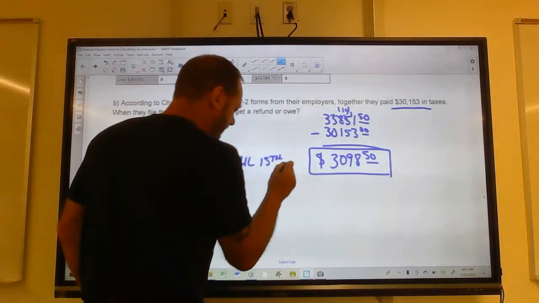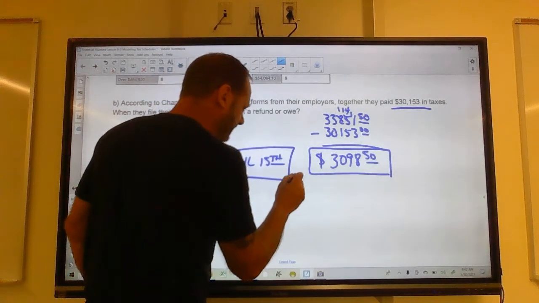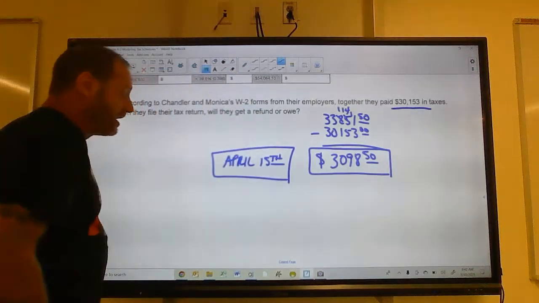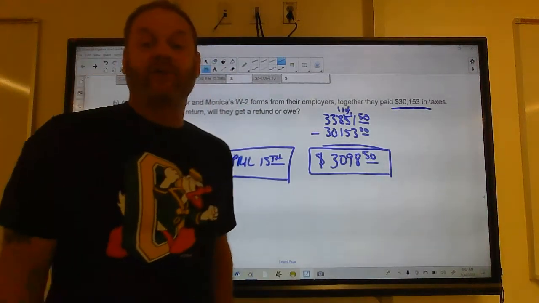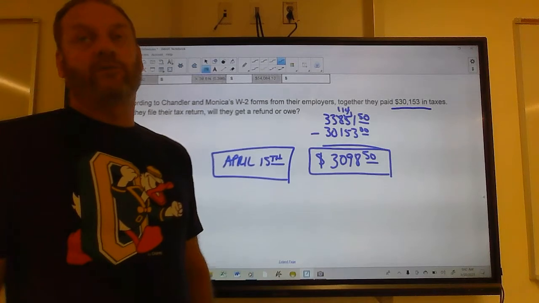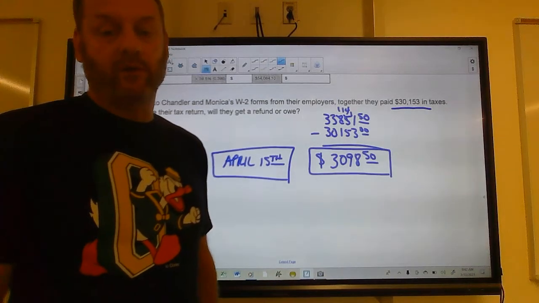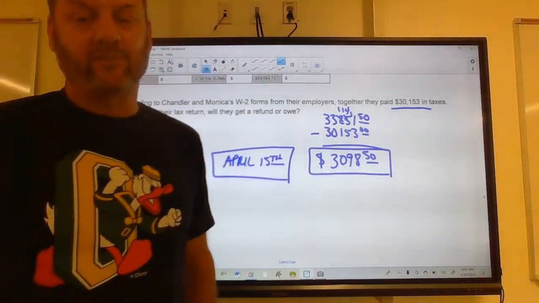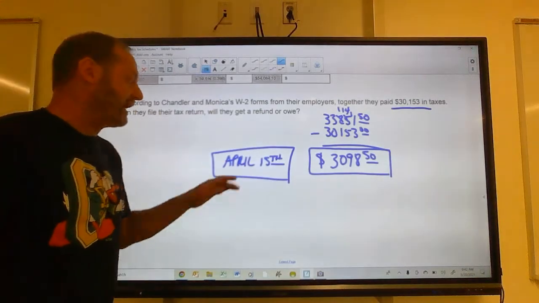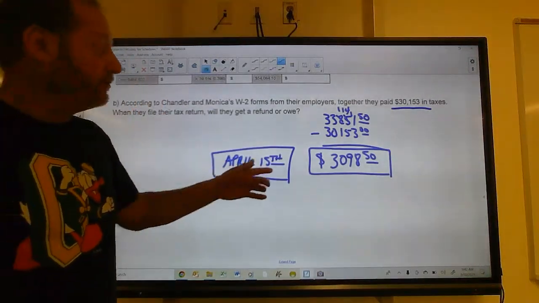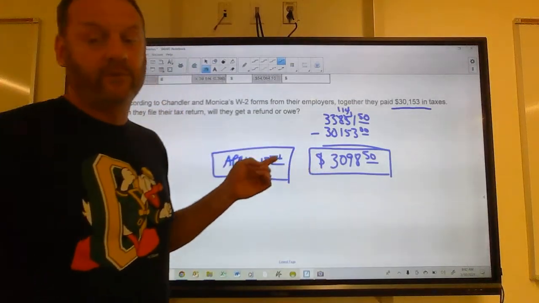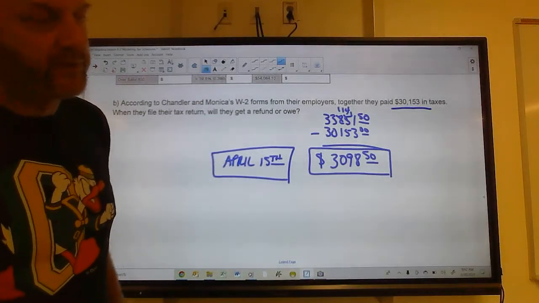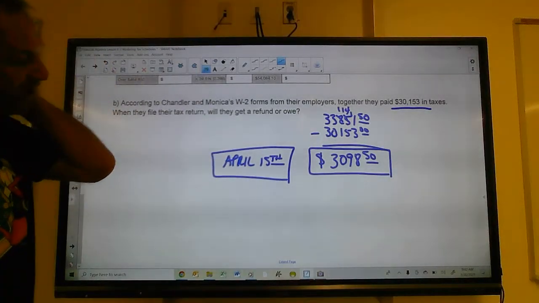That is due by April 15th. That's tax day every year. April 15th, they're going to have to pay that amount of money. Now, they may have filed their taxes as early as February, but the check has to be sent in, has to be postmarked by April 15th, or else you get penalties on top of this. You get late fees and penalties and all kinds of stuff. So you always want to pay that.